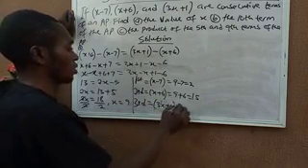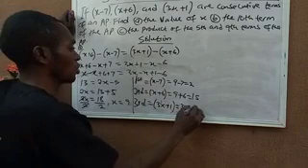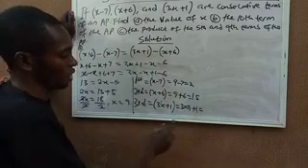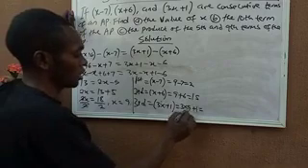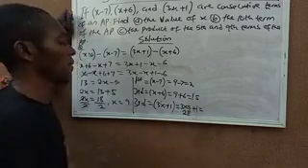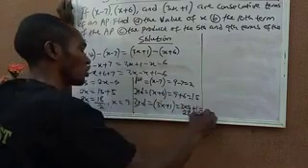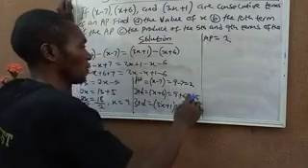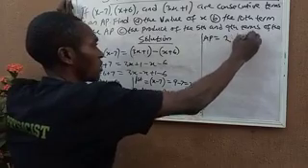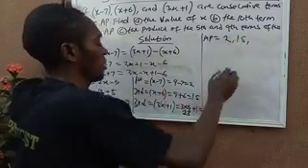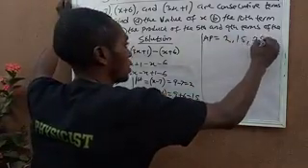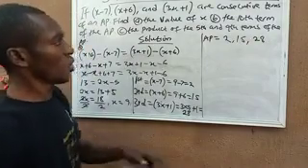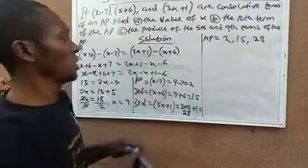3x plus 1, which is the same thing as 3 times 9 plus 1. 3 times 9 is 27. 27 plus 1 will give us 28. So that is to say that our AP is 2, the first term, comma, second term, and then the third term, which is 28. This is our AP. Now we can go ahead to solve for B.